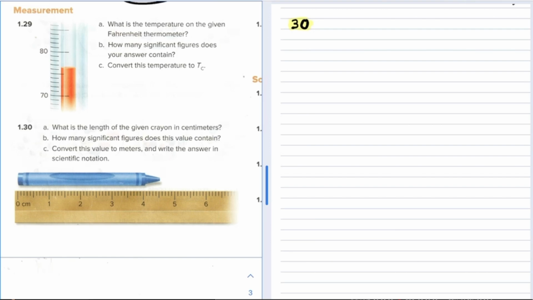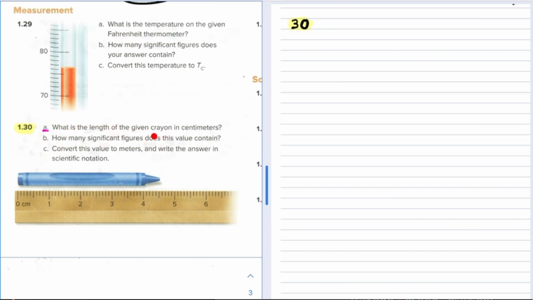Okay, problem number 30. You're shown a picture of a crayon, and the crayon is being measured using a ruler. Looks like a centimeter ruler, and you're asked a few questions. First question, A, says, what is the length of the given crayon in centimeters?